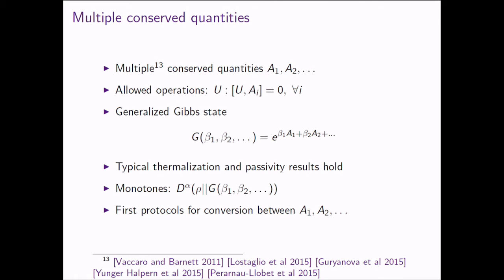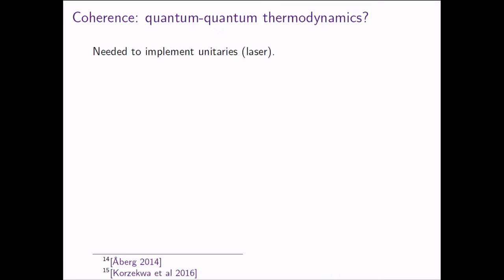But so far, most of this could have been almost a classical framework. So when do we start to see real quantum examples or quantum phenomena? We can start by looking at coherence.